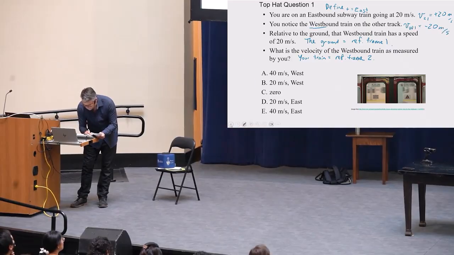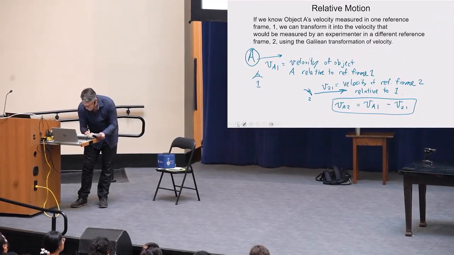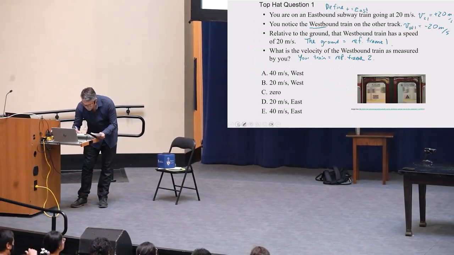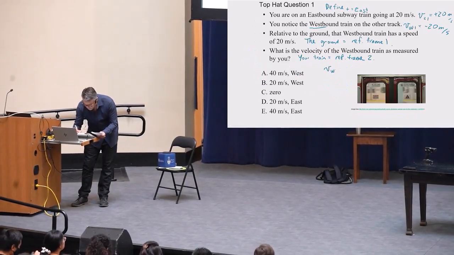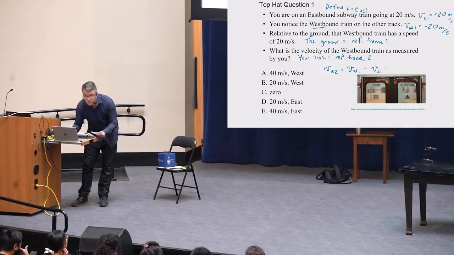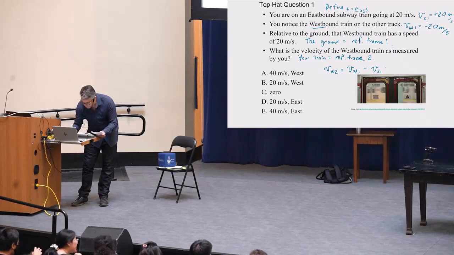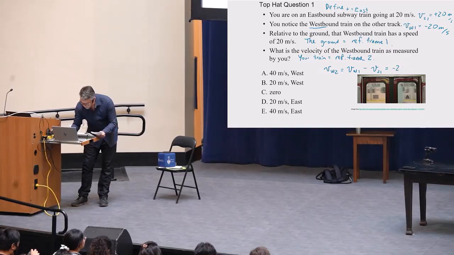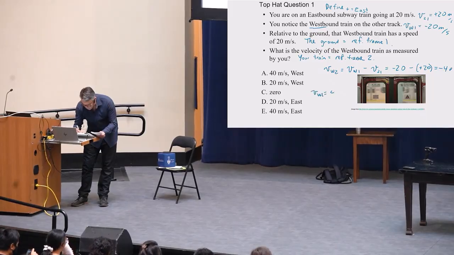So the equation on the last slide, with W's now: the velocity of the westbound train relative to you is going to be the velocity of the westbound train relative to 1 minus the velocity of reference frame 2 relative to the ground. So you'd say it's minus 20, and then minus plus 20, and I get minus 40. So what this means is that V_W2 is equal to 40 meters per second, west.